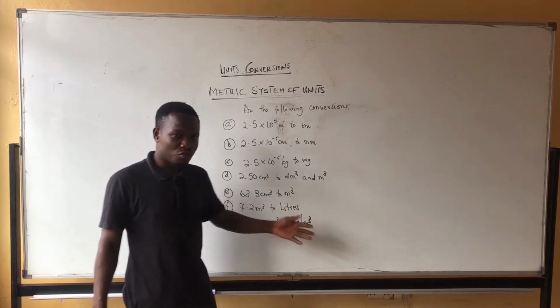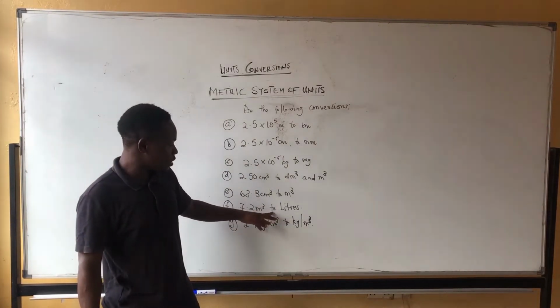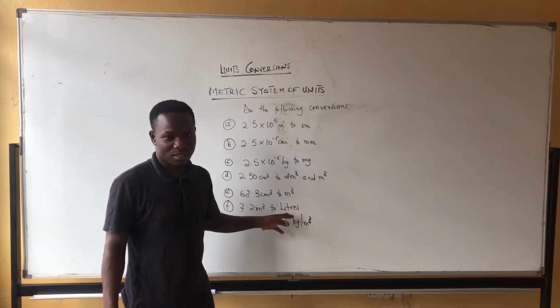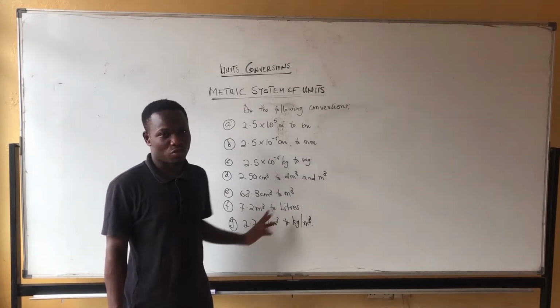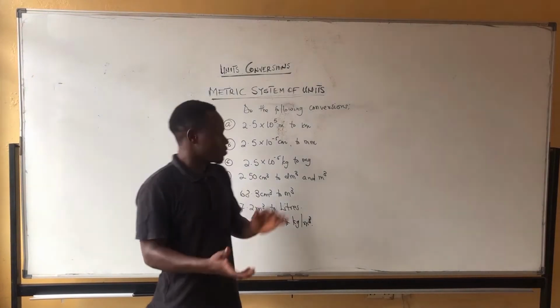Okay, so how do we do those ones? I think we can do this, but how do we do this one? How do we do this? We introduce this is not a metric unit. A liter is not a metric unit, but we are introducing it. How do we do that conversion? That's what we are going to be doing. So let's get started.